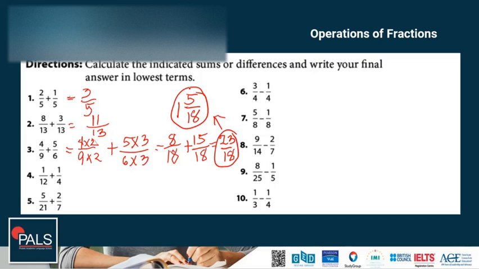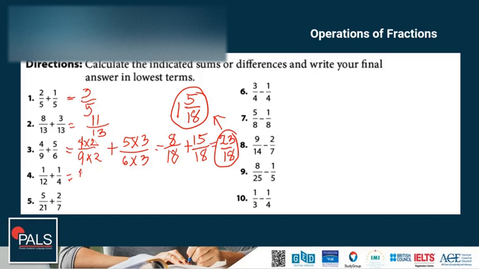Okay. If you forget how to change improper fraction to mixed number, you can go back to the previous video that teaches about how to convert improper fraction to mixed number. Number 4, the denominators are different, so we need to find the common denominator. Since 12 can be divided by 4, let's keep 12 as the common denominator.